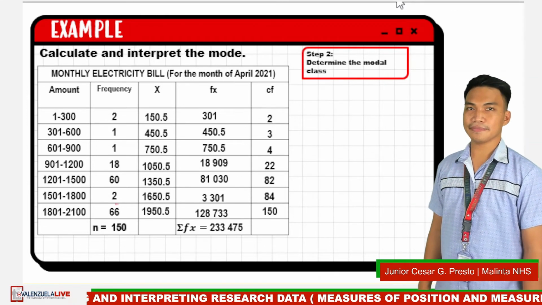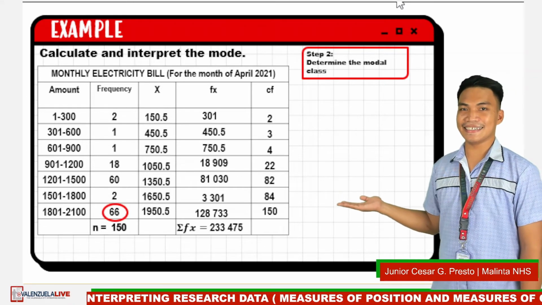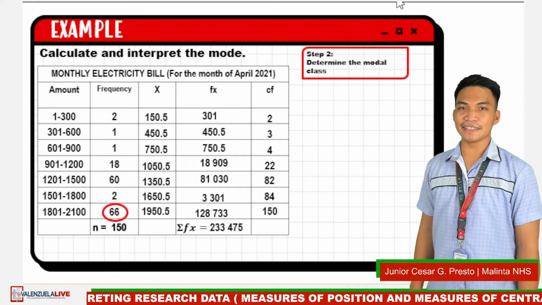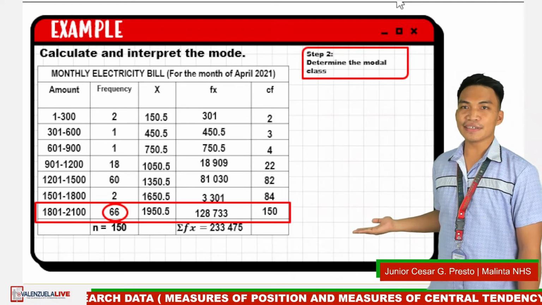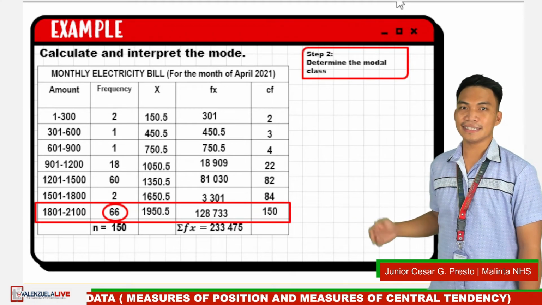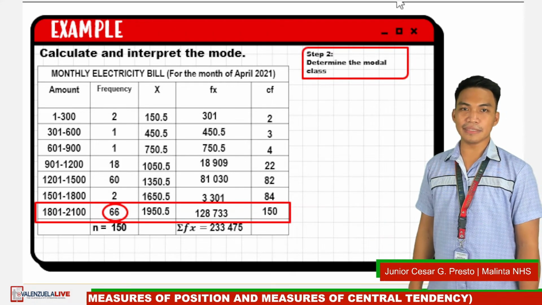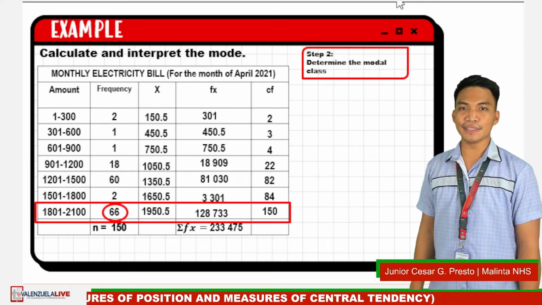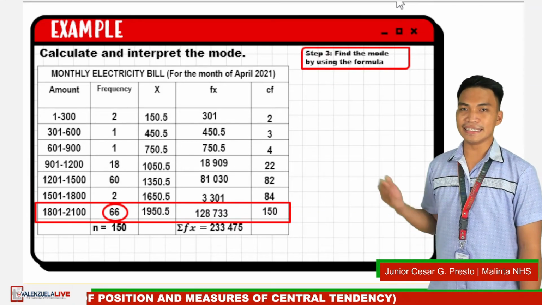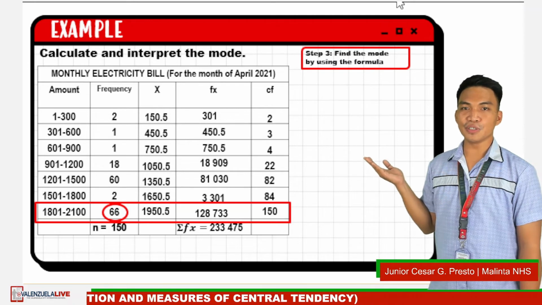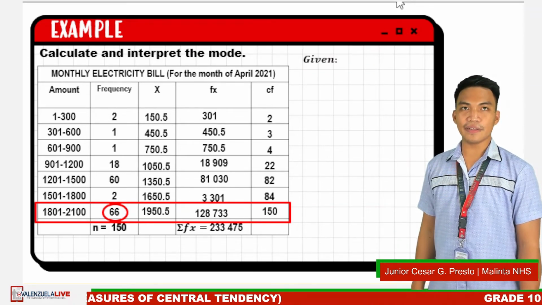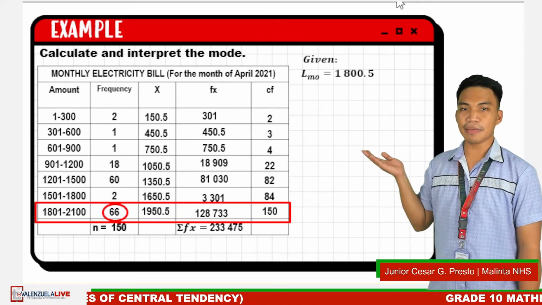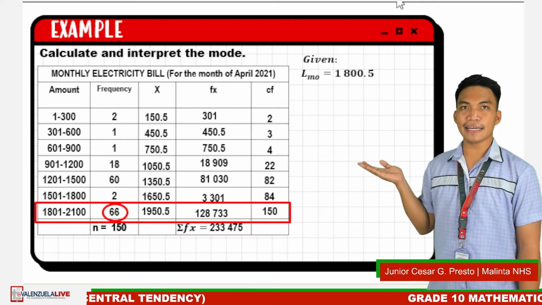That is 66, which is found at the class interval 1,801 to 2,100. The modal class is already determined. That would lead us to step number 3, finding the mode using the formula. But let us state all the given first. L sub MO is 1,800.5.